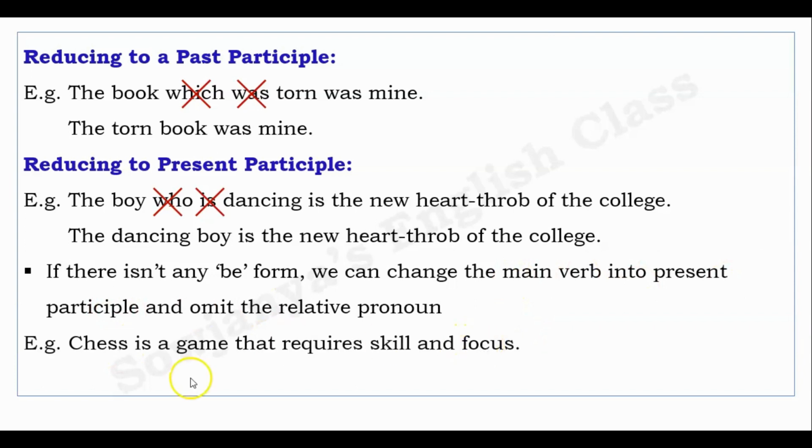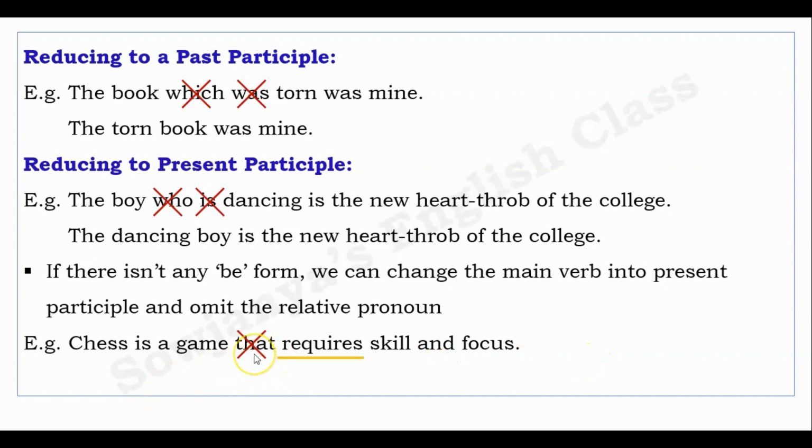Look at the example. Chess is a game that requires skill and focus. Here that requires skill and focus is our adjective clause. And then we don't see any be form over here. That is, that am, that was, nothing is over here. So how to do that? Requires is the main verb and then we are going to change it into V1 plus ing. That is present participle. What is the present participle of requires? Requiring. Okay. Let us see the sentence.